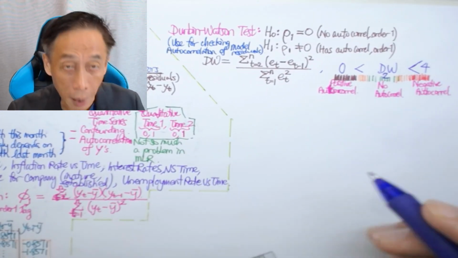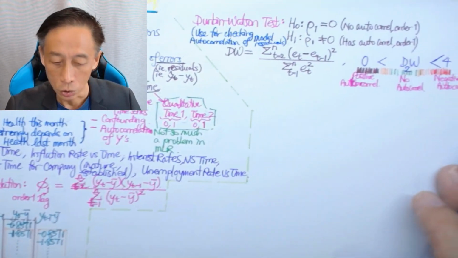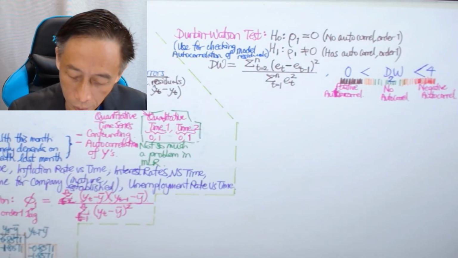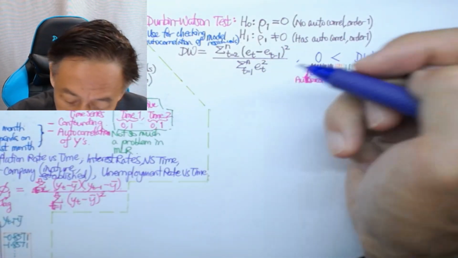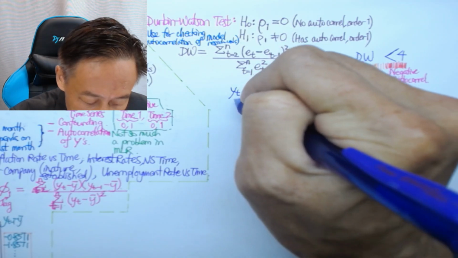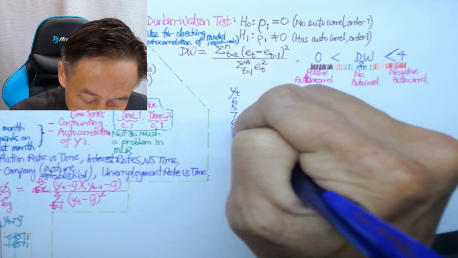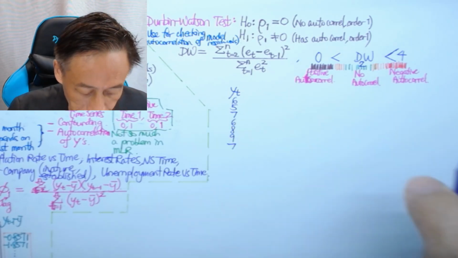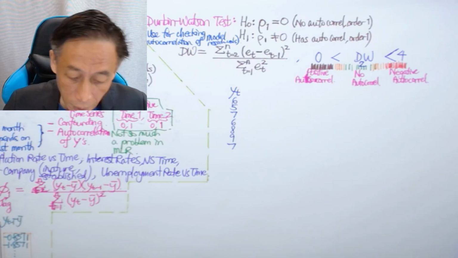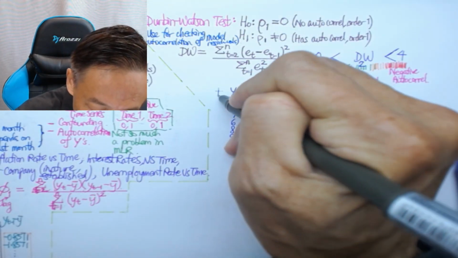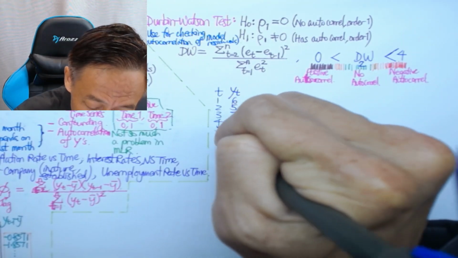Okay, so perhaps we can use back our example here. Our example starts with this Y equals Yt, right? Yt is 6, 5, 7, 6, 8, 9, 7. And we were saying that this is because we are using time equals 1, 2, 3, 4, 5, 6.